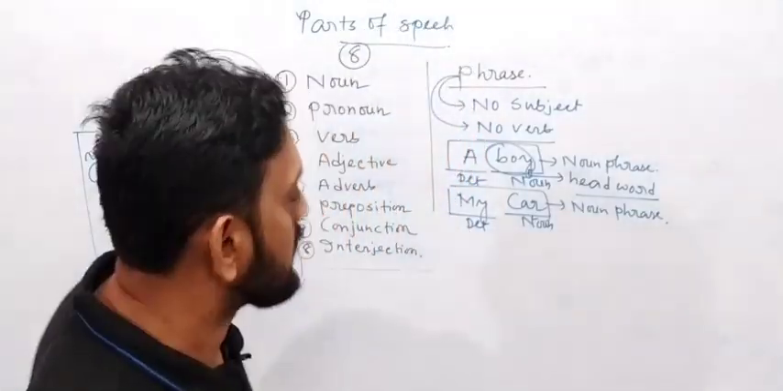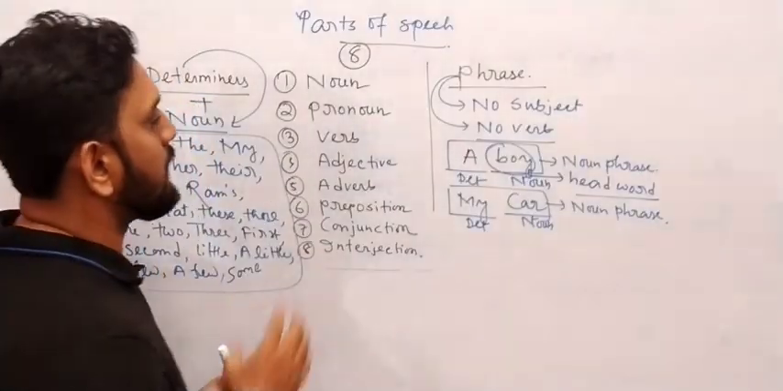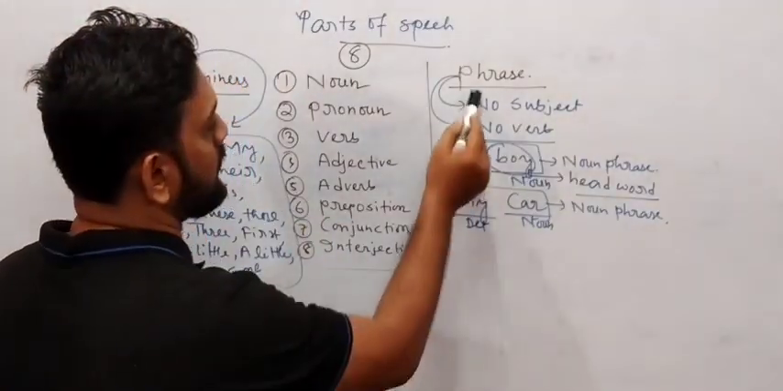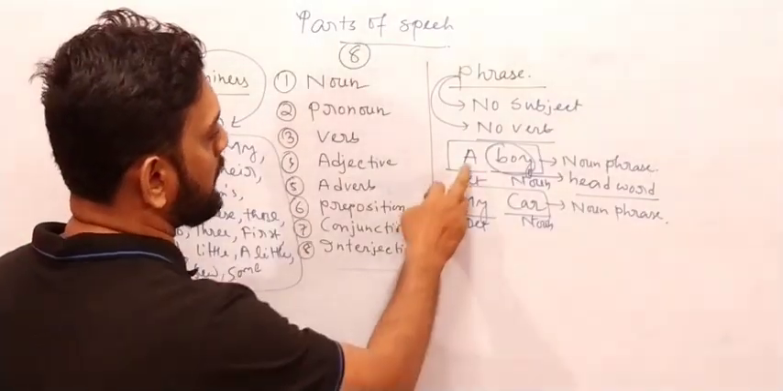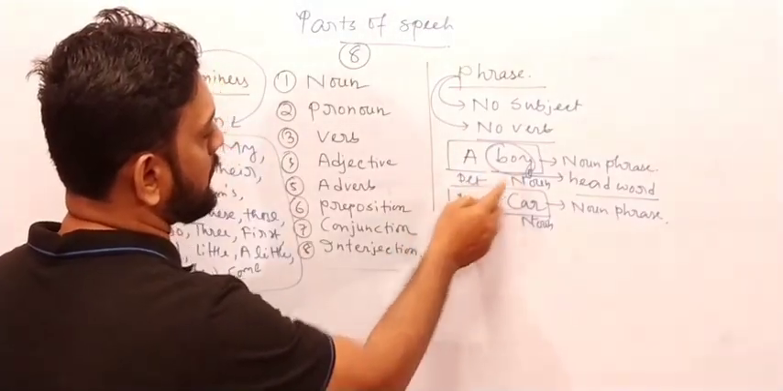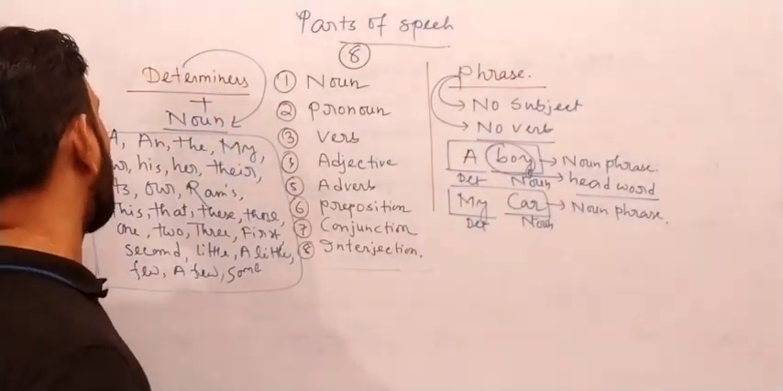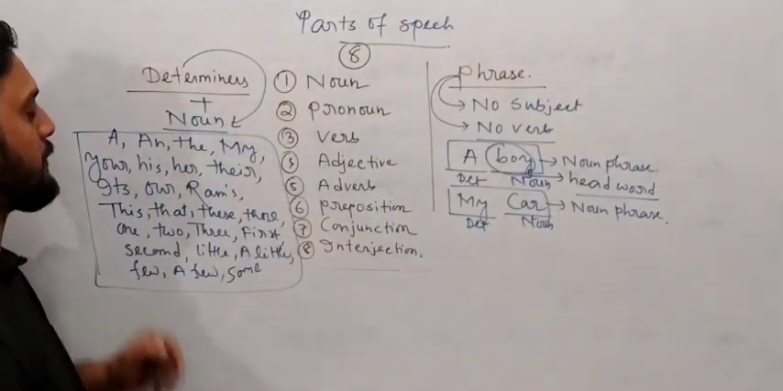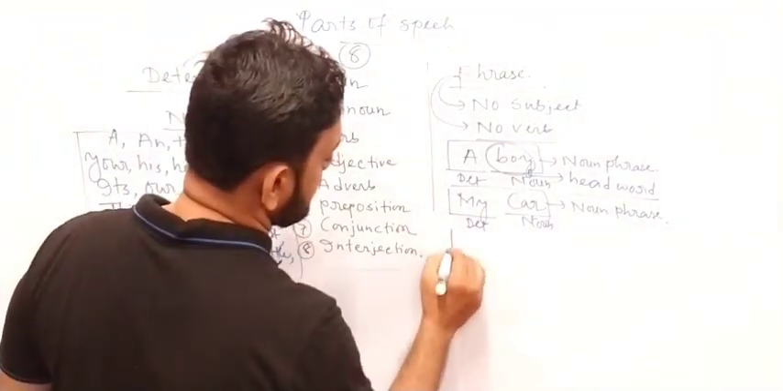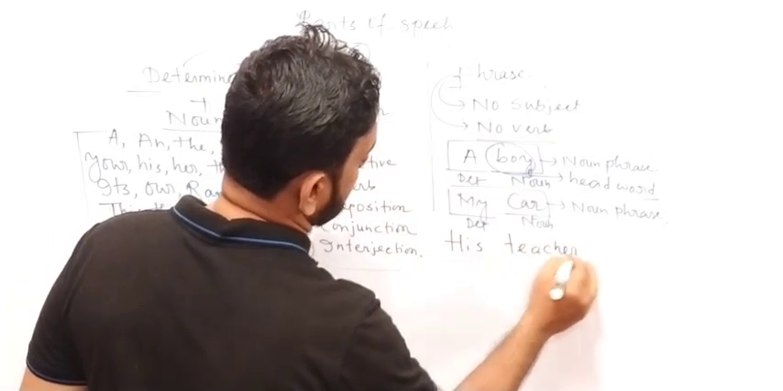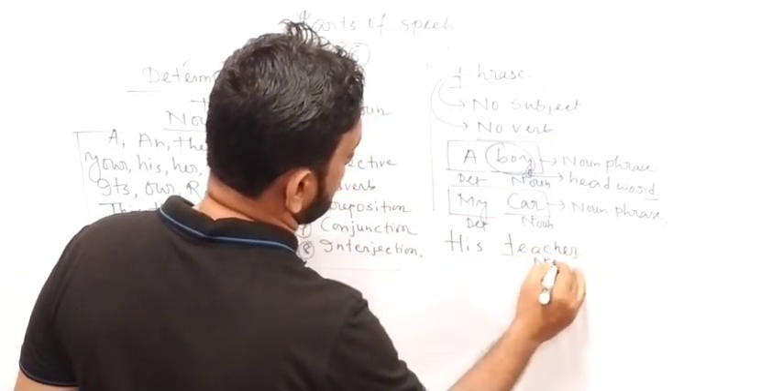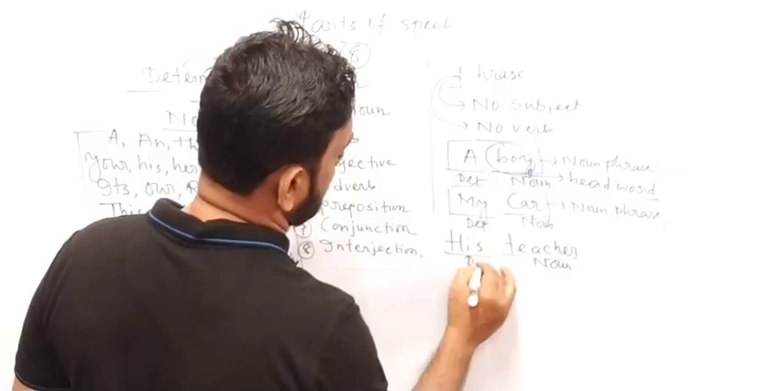Got my point? So have you seen that a phrase is a group of words which do not have any subject and verb? A boy, I have written here: a is a determiner, boy is a noun, that makes a noun phrase. If I want to take another example from here, his teacher: teacher is a noun and his is a determiner.